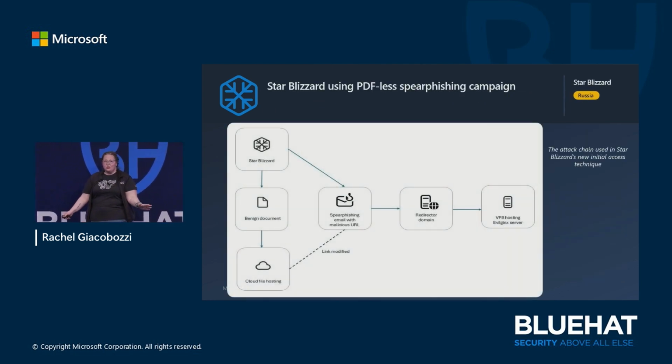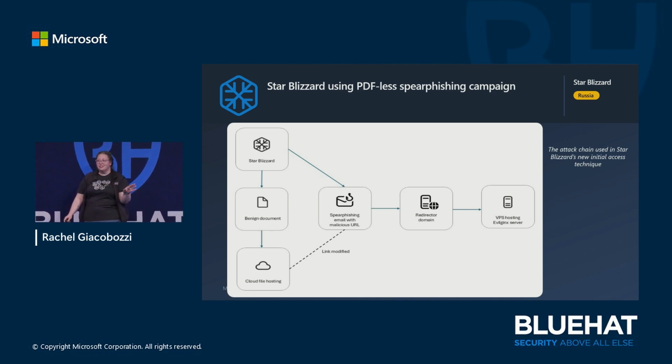Now, the big news on Star Blizzard is that in July of 2024, they shifted from using attachments in emails to malicious links in emails, which I know seems like a huge tactic shift, but since the beginning, they've only used attachments in emails, so this was a huge deviation from every other campaign that we've seen from them over the years. And here, their phishing emails are highly personalized, and they impersonate a trusted sender.